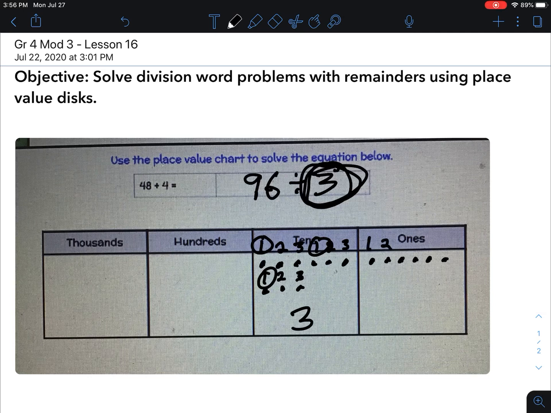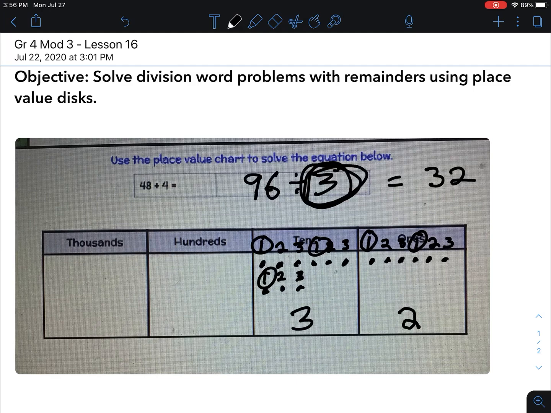So I'm going to number off. Again, this tells me how many groups. So I'm going to number them off. 1, you're a 2, you're a 3, you're a 1, you're a 2, you're a 3. So I'm going to count. How many ones do I have? I have 1, 2. So however many is circled is the number I put down there, and that's the correct answer. 96 divided by 3 is 32.